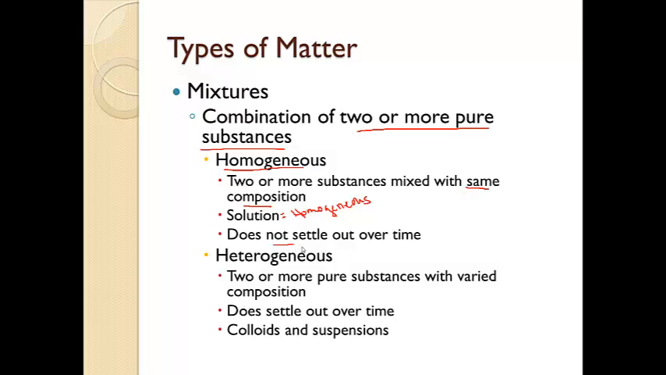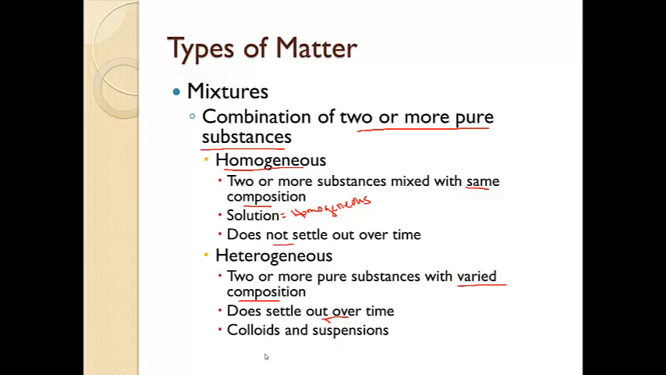Heterogeneous, however, are substances with varied composition. So in other words, where you look at it is going to have a different molecule arrangement than wherever else you look. And it does settle out over time. You're going to find layers. They're called colloids and suspensions.